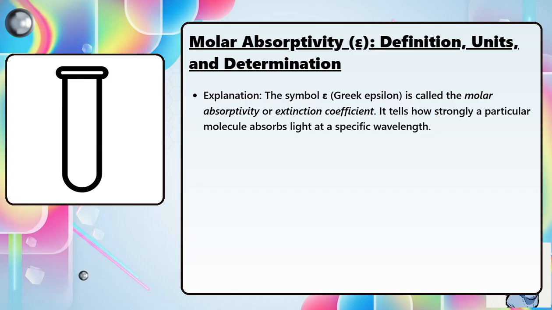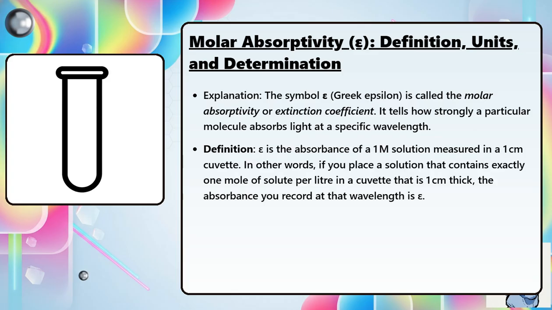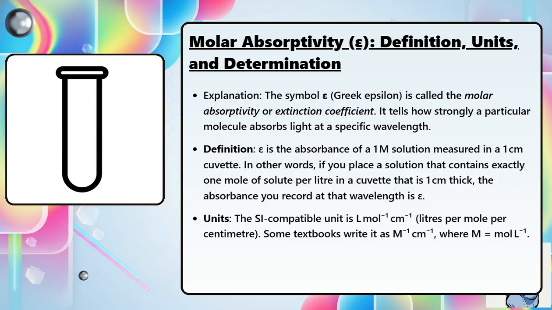Epsilon, the Greek letter, is called molar absorptivity or extinction coefficient. It tells how strongly a particular molecule absorbs light at a specific wavelength. Definition: epsilon is the absorbance of a 1 molar solution measured in a 1 centimeter cuvette. In other words, if you place a solution that contains exactly 1 mole of solute per liter in a cuvette that is 1 centimeter thick, the absorbance you record at that wavelength is epsilon. Units: the SI-compatible unit is liters per mole per centimeter. Some textbooks write it as M inverse centimeter inverse, where M equals moles per liter.